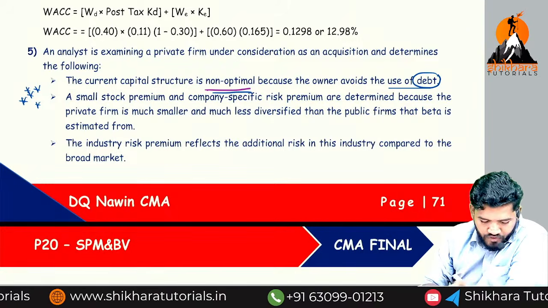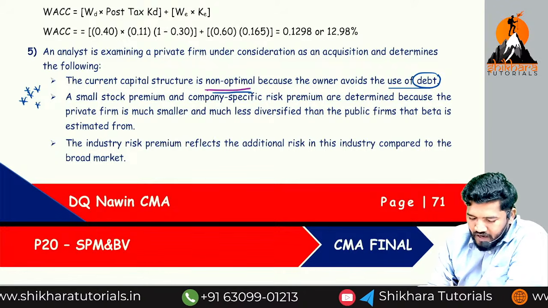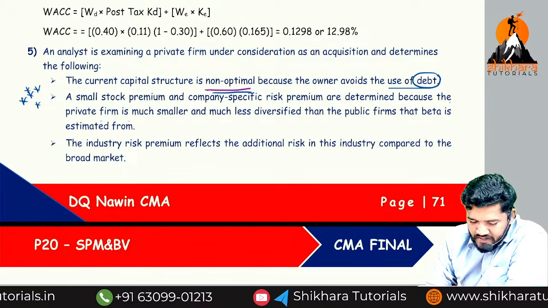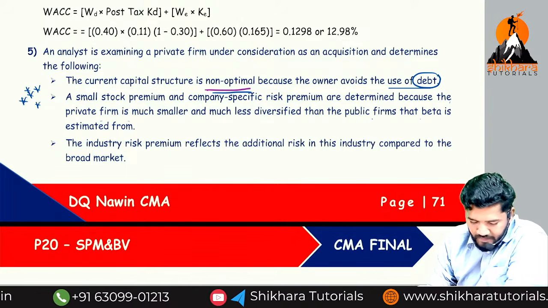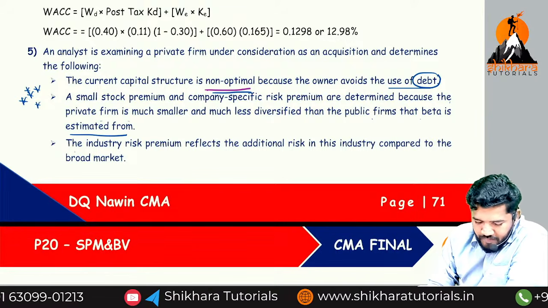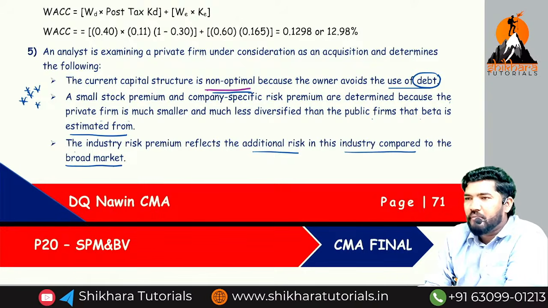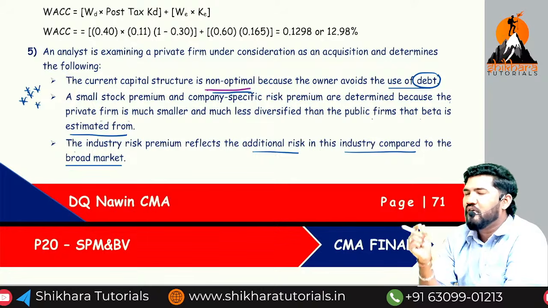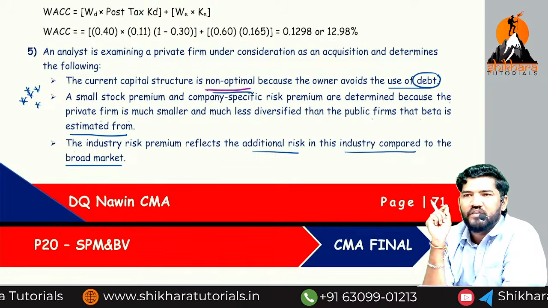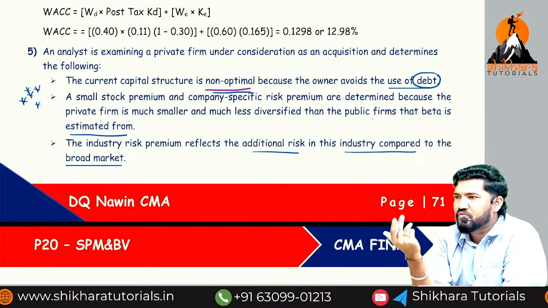Point 2 says that a small stock premium and company specific risk premium are determined because the private firm is much smaller and much less diversified than the public firms from which beta is estimated. Next, the industry risk premium reflects the additional risk in the industry compared to the broad market. They are just saying the definitions of the risks. Are you clear now? Company specific premium means what? Small size premium means what? Industry premium means what? Those are the things they said.